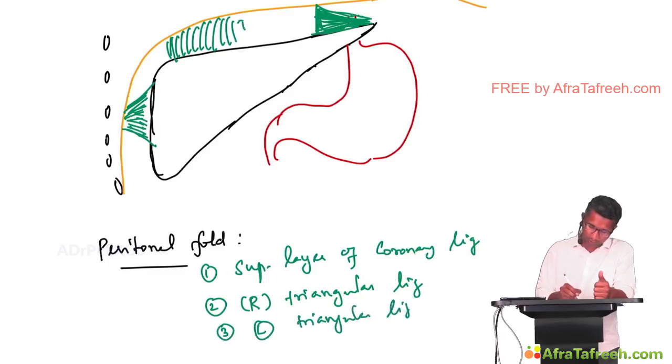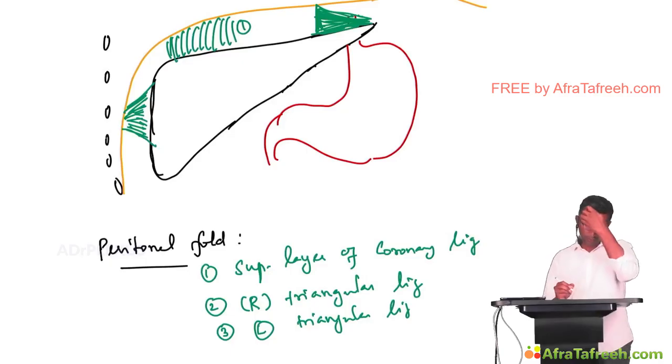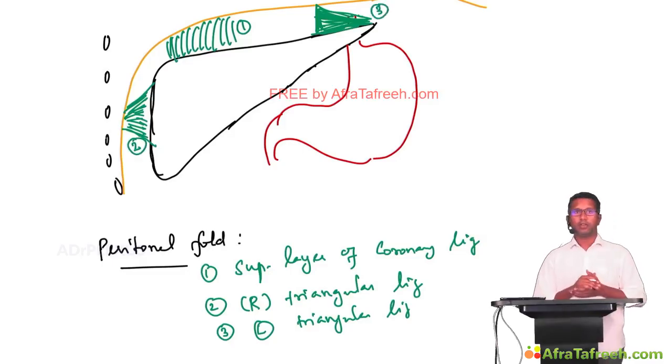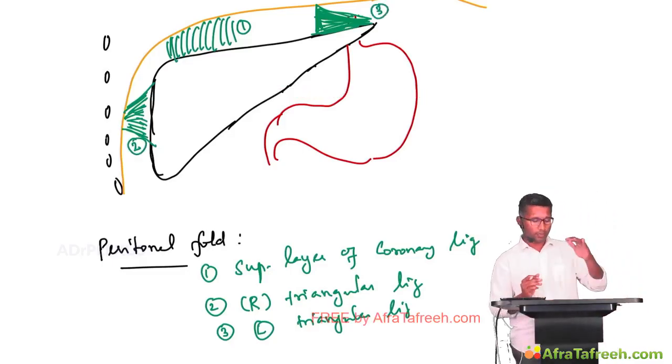So this is the superior layer of the coronary ligament, this is the right triangular ligament, and this is the left triangular ligament. These are all the ligaments which are connected to the liver, to the sides and above.